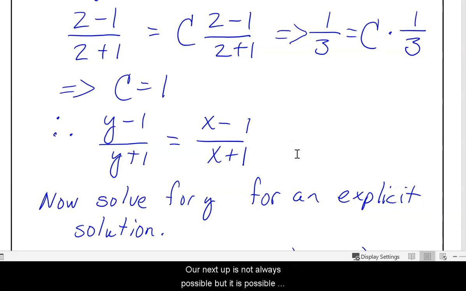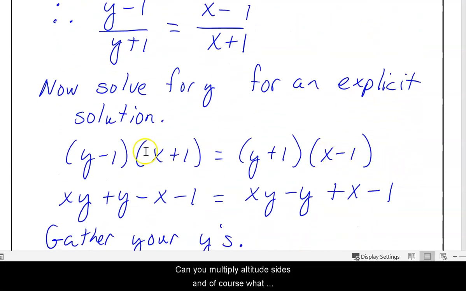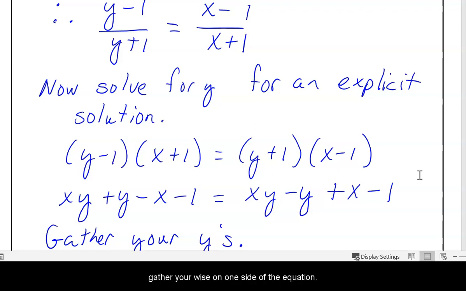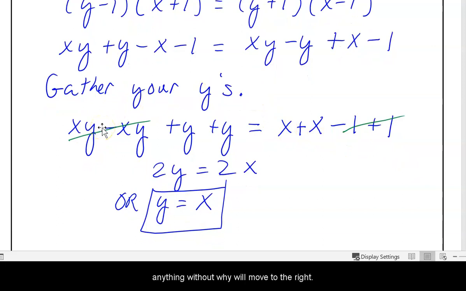Our next step is not always possible, but it is possible here, and that is to isolate y to solve for an explicit solution. In order to do that, you can cross multiply on both sides. That will lead to the following equation. Then you multiply out the two sides, and of course what you're trying to find is y, which is a function of x. So gather your y's on one side of the equation. I chose to move the y's to the left, which means anything without y will move to the right.